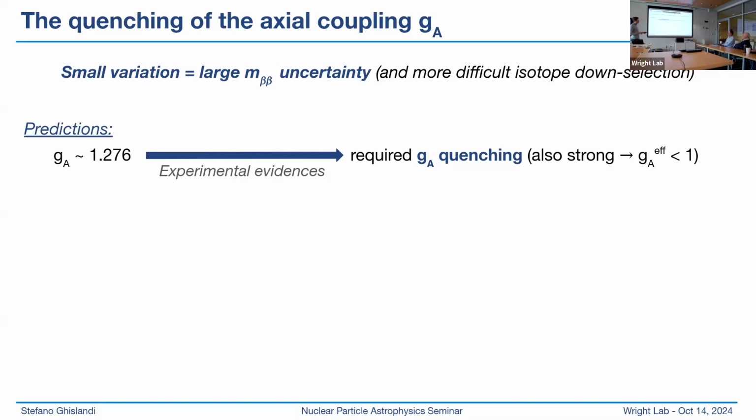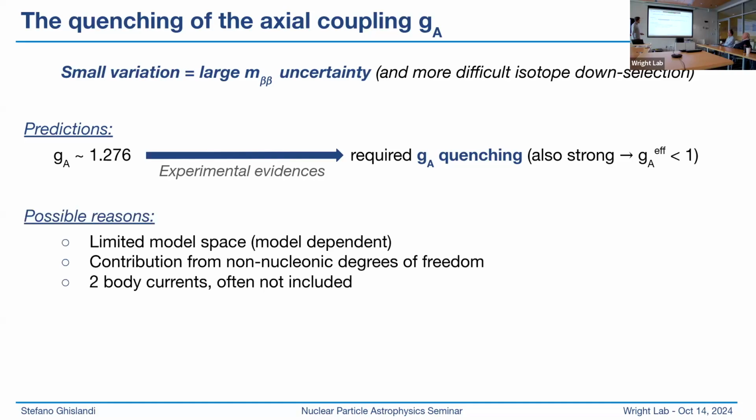And notice that here I'm writing GA effective because it's not that GA is different for these decays. It's a phenomenological renormalization of this number because theories are approximated. So it's a way to, in some sense, probe and estimate how far a theory is from the perfect description of the decays. The possible reasons, as I was saying, are due to the approximation, so limited model space in the various nuclear models, or also the correlations between all the nucleons inside the atom that are not always included in the calculations.